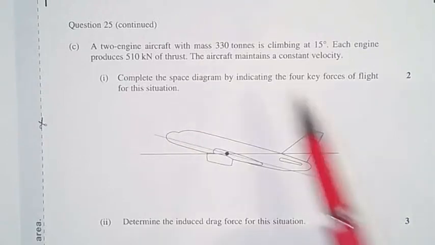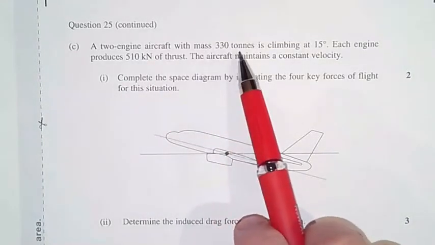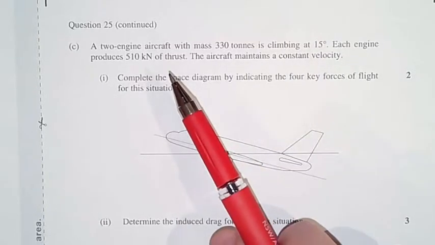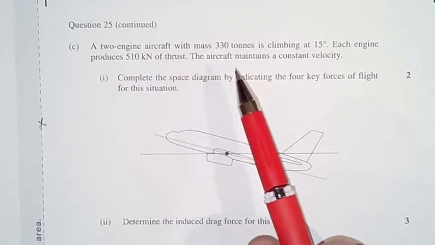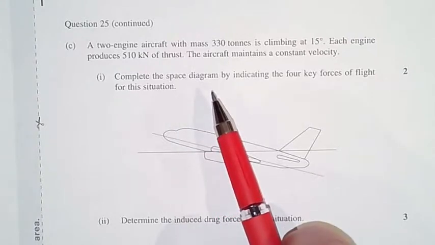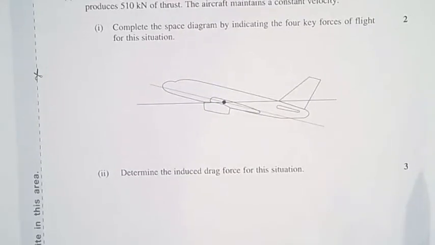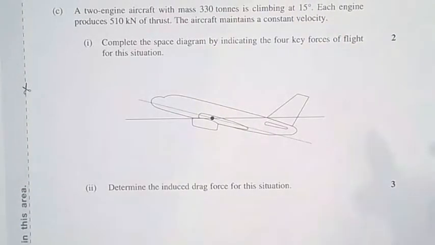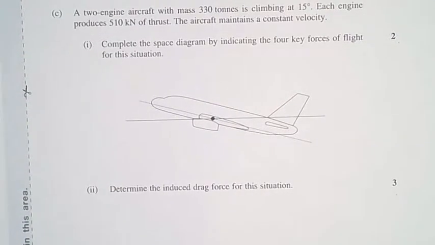So here the question is, we've got an aircraft with a mass of 330 tons. It's climbing at 15 degrees. Each engine produces 510 kilonewtons of thrust, and the aircraft maintains a constant velocity. So here it's asking us to complete a space diagram first of all, and then down here to determine the induced drag force in this situation. For those of you that are interested, the diagram gets 2 marks, and if you calculate this out correctly, you can get a maximum of 3. Okay, so let's get onto this space diagram first of all.